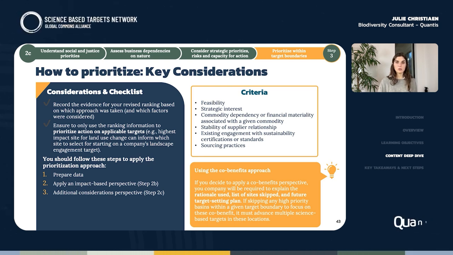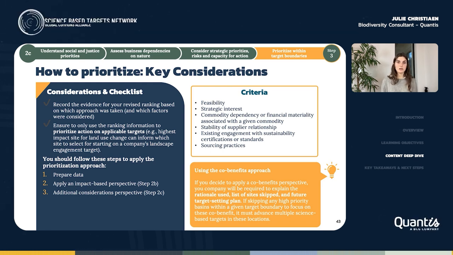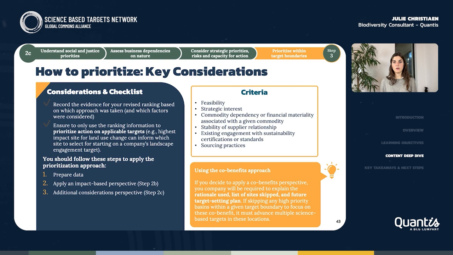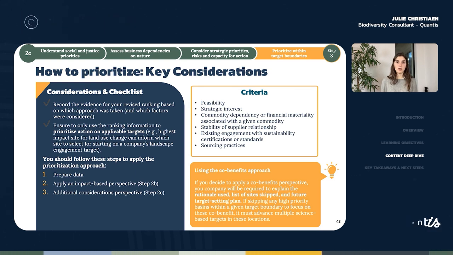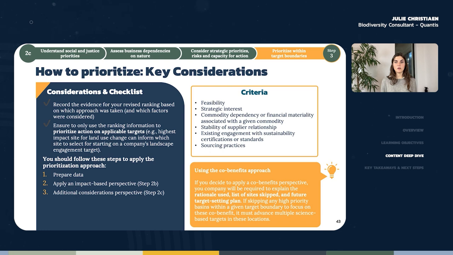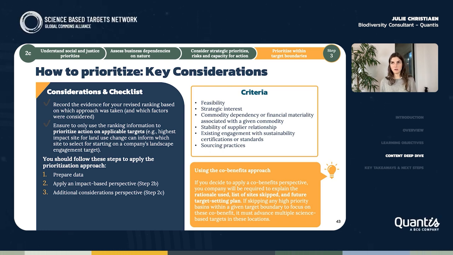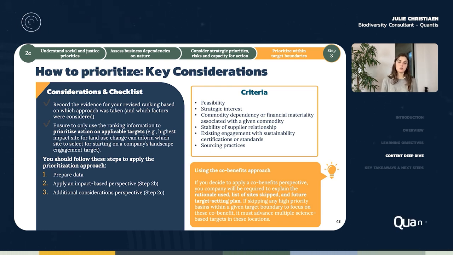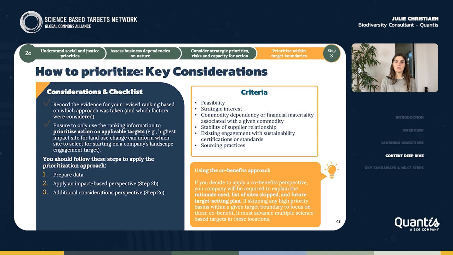If using this approach, companies will be required to explain the rationale used, the list of sites skipped, and future target setting plans. Please note that if skipping any high priority basins within a given target boundary to focus on these co-benefits, companies must advance multiple science-based targets in those locations in accordance with the co-benefits approach and provide sufficient evidence for their reprioritization.